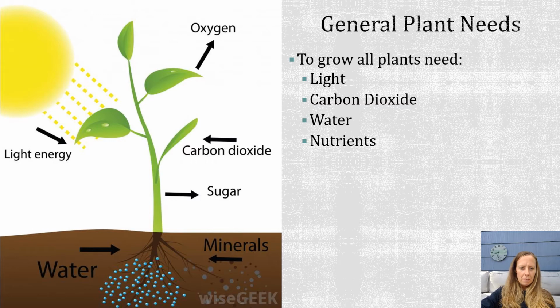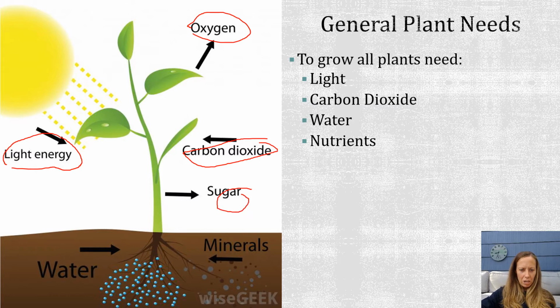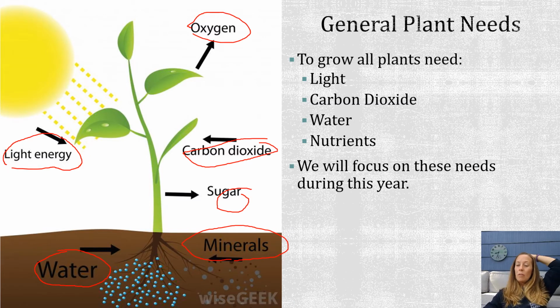For this picture, you can see here, we have our light energy that comes from the sun. We have oxygen, which is what plants are going to give out. They are going to take in carbon dioxide. They're going to give us out sugar. Then there's these bottom ones, right? They're going to take in water, and they take in minerals. Okay. We'll focus on these needs this year when we grow particular plants.